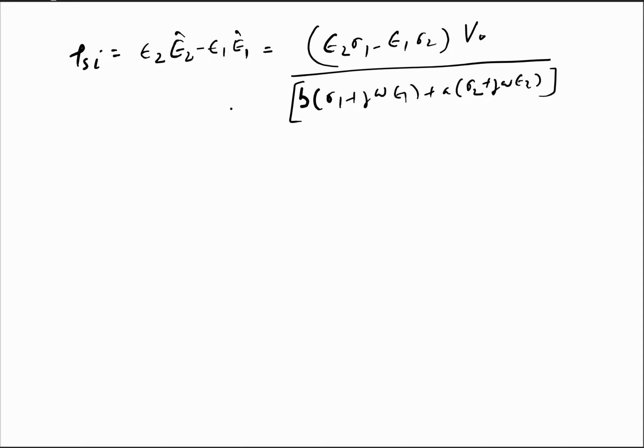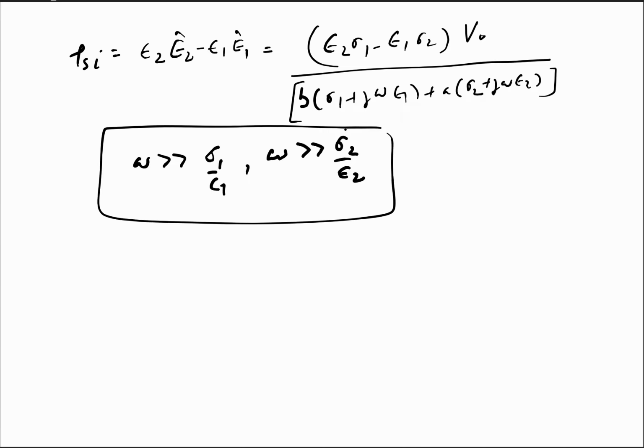Now we can see that when this frequency is very large compared to the relaxation time constant, that is when ω is very, very large compared to σ1 over ε1, and ω is greater than σ2 over ε2, then in that scenario the surface charge density from this equation will tend to zero. So it shows that when the frequency is too high, the polarization is not able to take place, because the charges are not able to respond so quickly to the changing field, then there cannot be a surface charge density, because the polarization cannot follow the stimulus or the input.